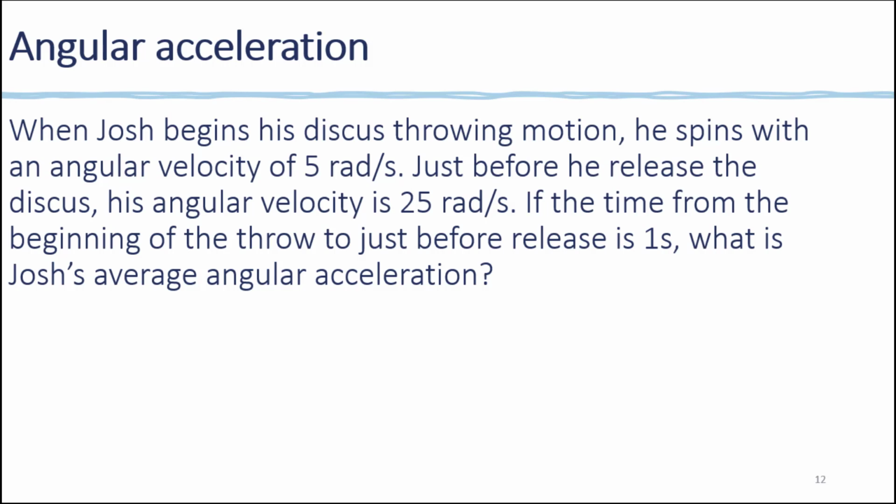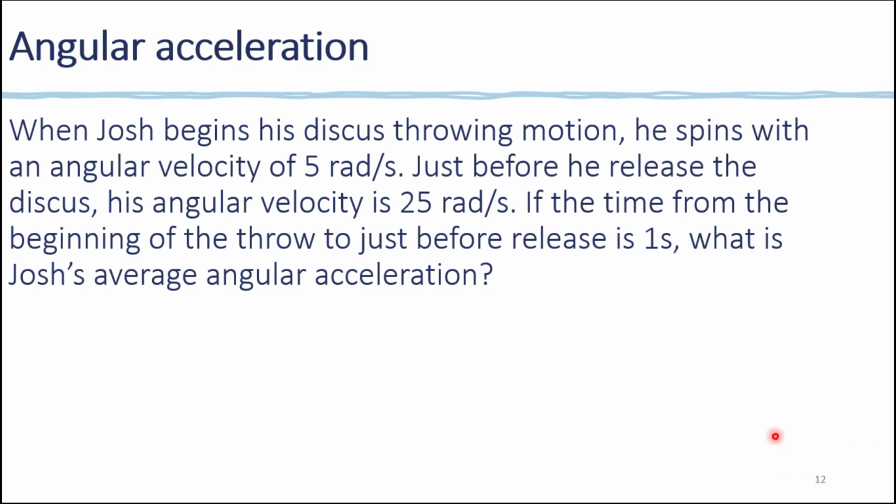Okay, so another practice calculation here. When Josh begins his discus throwing motion, he spins with an angular velocity of 5 radians per second. Just before he releases the discus, his angular velocity is now 25 radians per second. If the time from the beginning of the throw to just before the release is 1 second, what is Josh's average acceleration? Angular acceleration, I should specify. Again, I encourage you to pause the video here and try this calculation on your own.